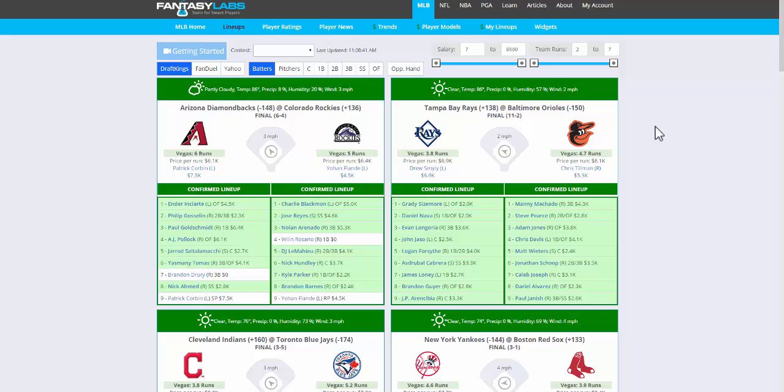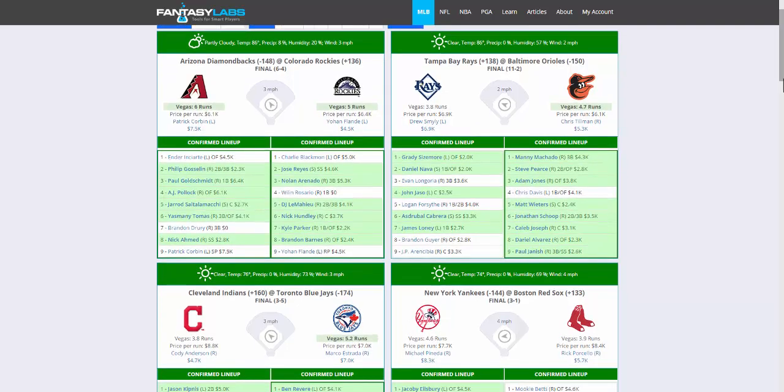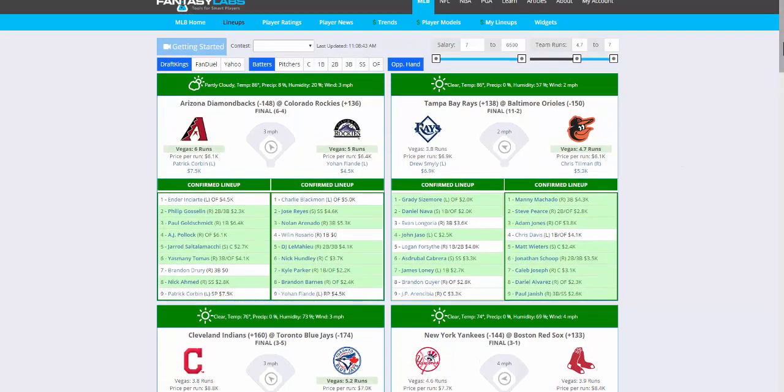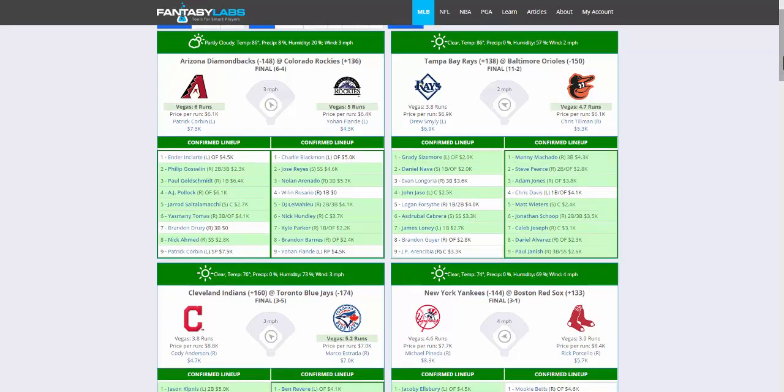Again, I use this a lot to identify quality teams to stack. So I might set the team runs at say 4.7. Anyone at 4.7 or above will be highlighted like this. You can see the Rays are not, the Orioles are. Click opposite hand, and you can pretty quickly get a sense of which batters are facing a pitcher of the opposite hand and are on teams projected to score a bunch of runs, and then maybe compare that to the price per run to understand value a bit.